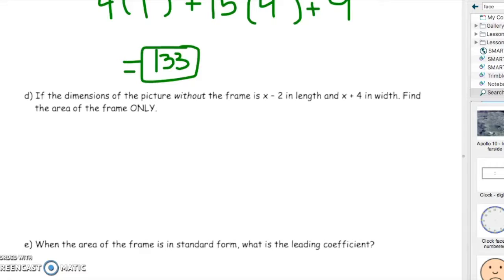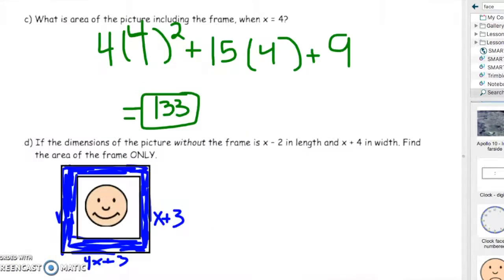If the dimensions of the picture without the frame is x minus 2 in length and x plus 4 in width, find the area of the frame only. So let's take all of this. Basically, it's saying that the dimensions of the picture itself are x minus 2, and the other one is x plus 4. So the picture length and width are x minus 2 and x plus 4 respectively. Now, find the area of the frame only. So this blue part.